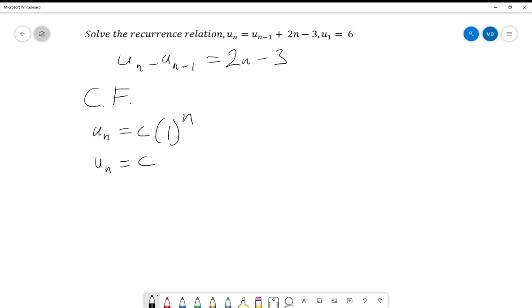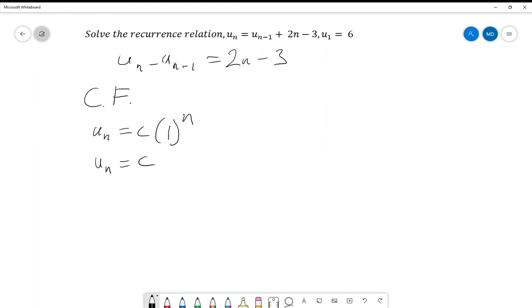And this should make sense for the homogeneous part, because if I'm solving un is equal to un minus 1, well, what I'm saying is the next term is always equal to the term before. So it's constant. So that makes sense that we should end up with just a constant.